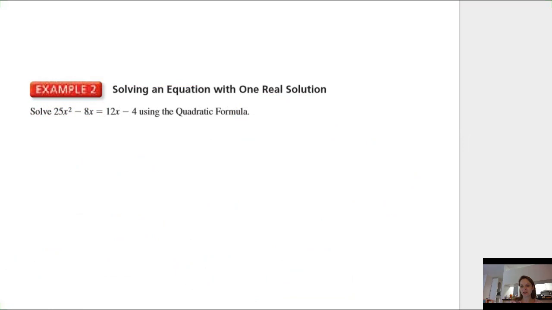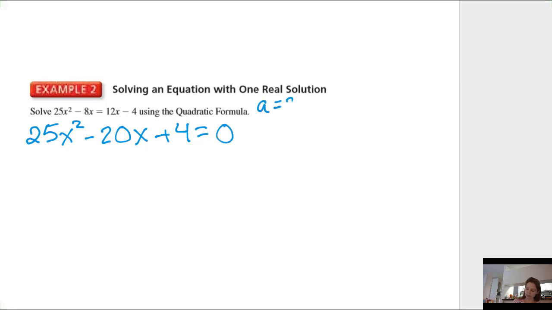Example 2, solving an equation with 1 real solution. Solve using the quadratic formula. Okay, well, we'll begin by getting it in standard form. I'll move everything to the left side, so I have 25x squared minus 20x plus 4 equals 0. Now that it's in standard form, I can identify that a is 25, b is negative 20, c equals 4, and plug it into the quadratic formula.